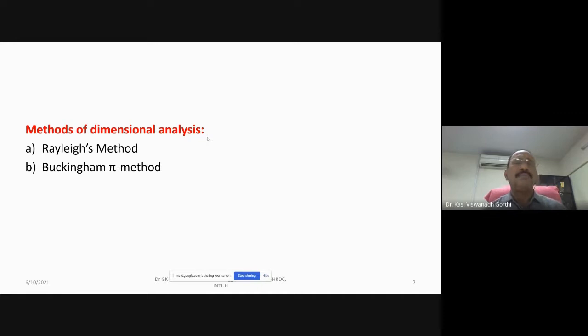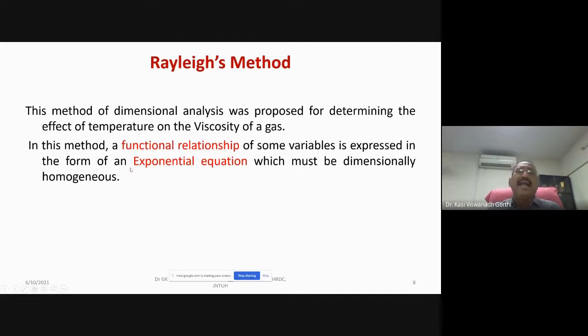Having understood dimensional homogeneity, let us see what methods are available for analyzing and getting the mathematical solution for fluid flow problems. Rayleigh's method and Buckingham pi method. Each of these two methods has its own advantages compared to the other. So we discuss both methods and see the relative merits and demerits of both. Okay, let us take Rayleigh's method.